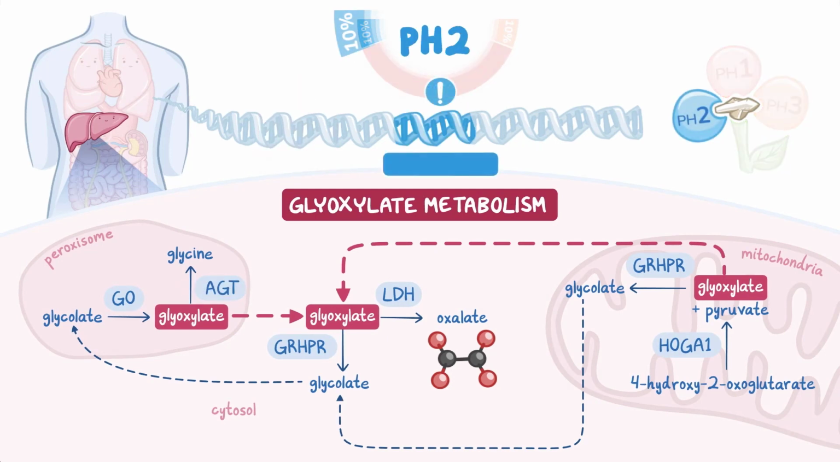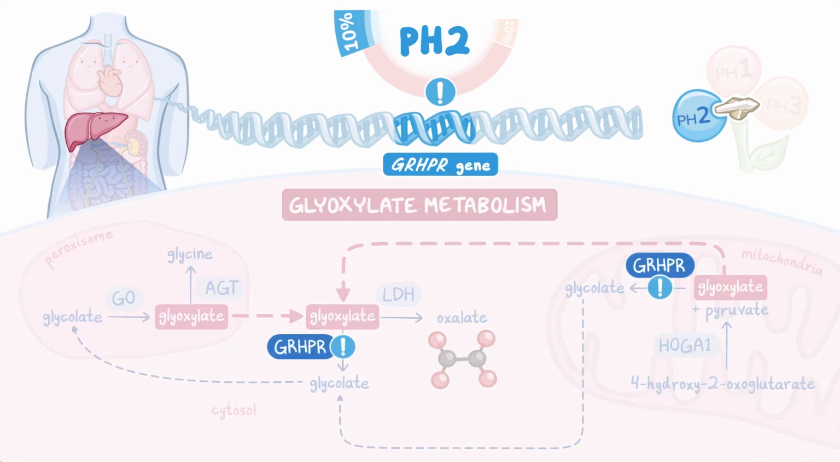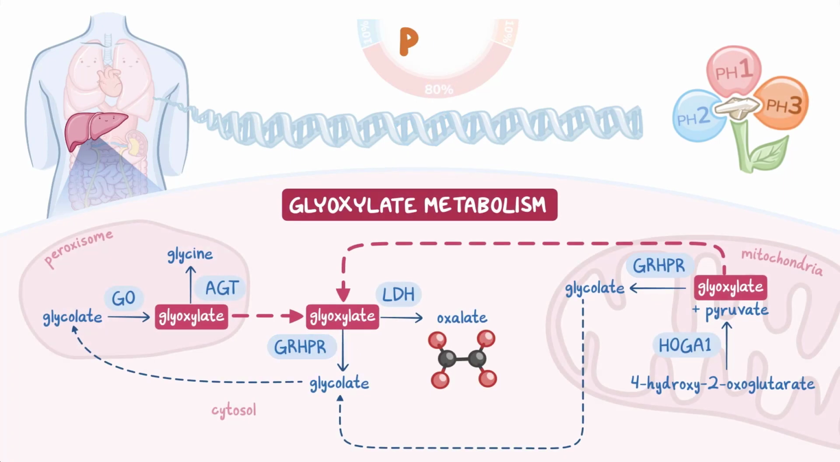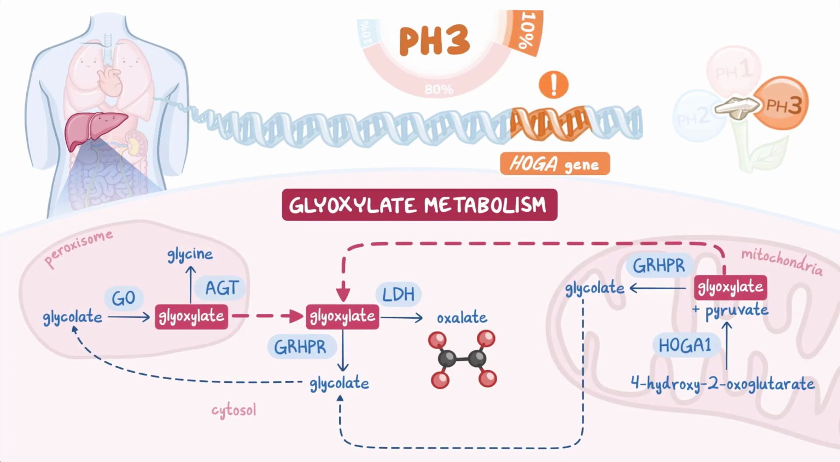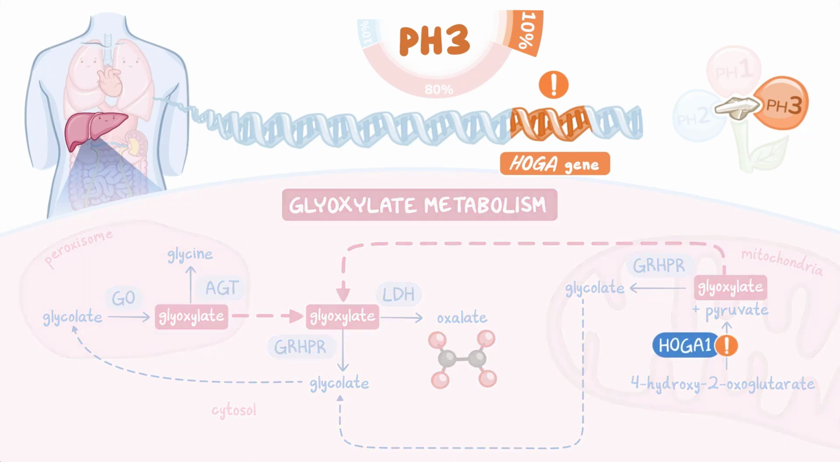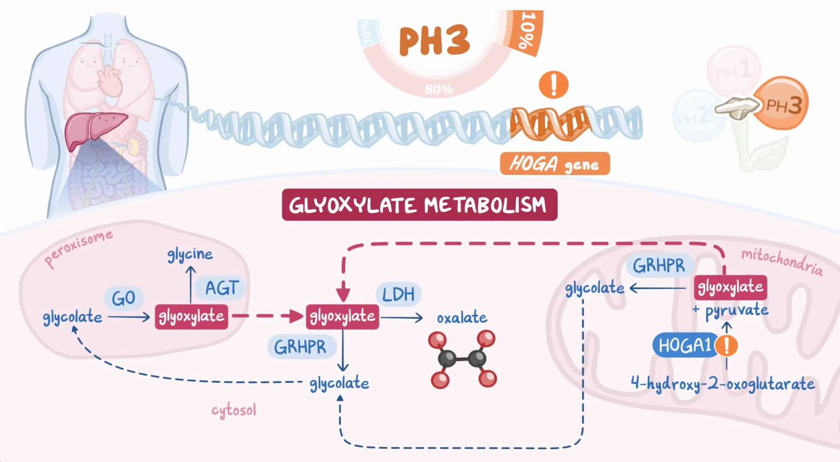PH2 occurs with a mutation in the GRHPR gene, altering the function of glyoxylate reductase hydroxypyruvate reductase. PH3 occurs with a mutation in the HOGA1 gene, which alters the function of the mitochondrial enzyme 4-hydroxy-2-oxoglutarate aldolase. PH2 and 3 each affect approximately 10% of PH patients.